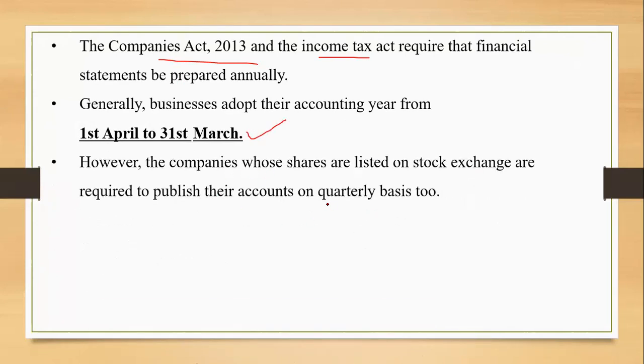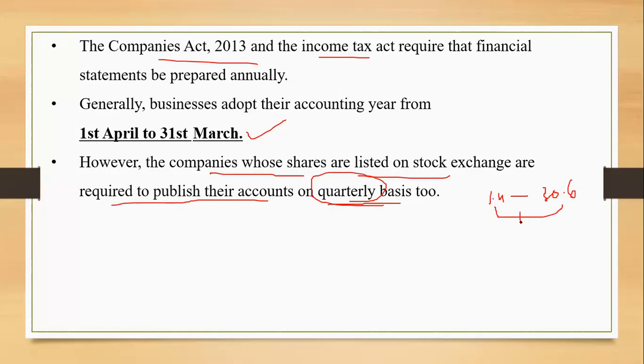One more thing is there. The companies whose shares are listed on stock exchange are required to publish their accounts on a quarterly basis. You talk about the first quarter. First quarter is from 1st of April to 30th of June, right? So every company whose shares are listed is supposed to prepare the reports on a quarterly basis. They need to come up with the financial statements.